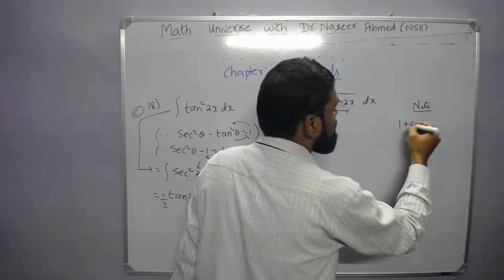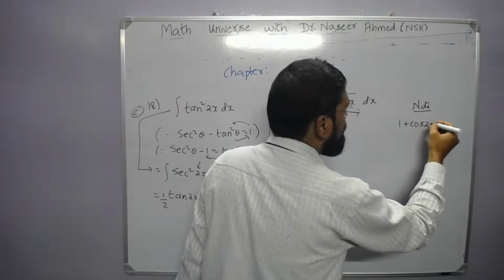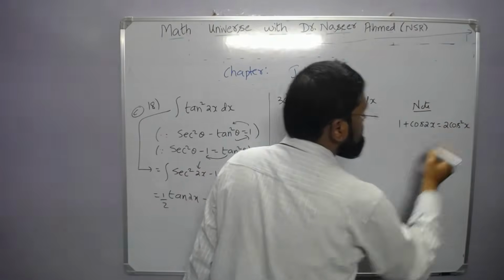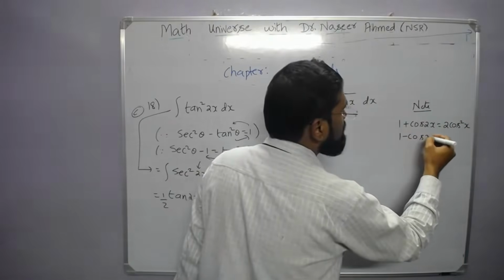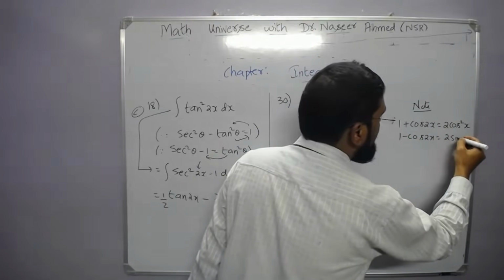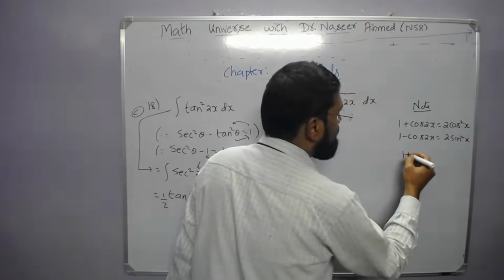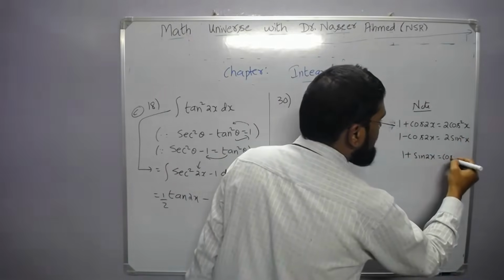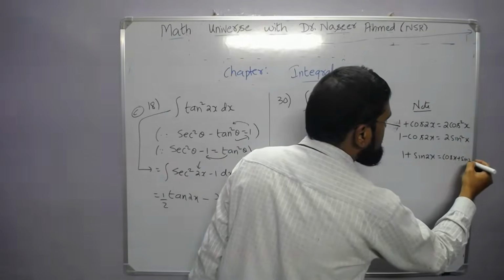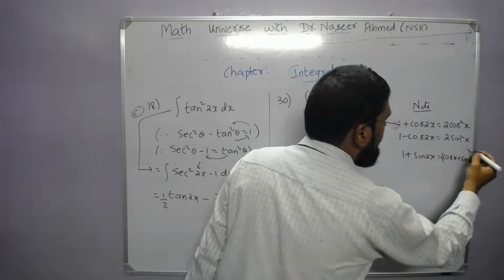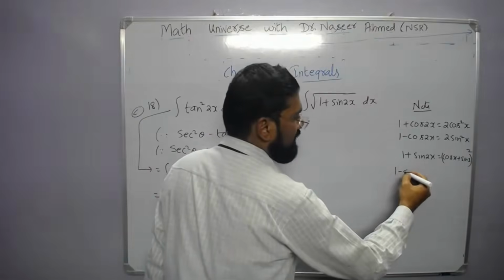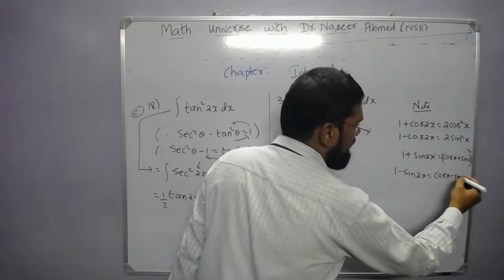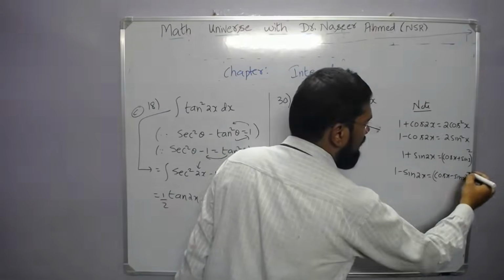What is 1 plus cos 2x? Or 2 theta, okay, 2x is 2 cos square x. What is 1 minus cos 2x? It will be 2 sine square x. What is 1 plus sine 2x? It will be cos x plus sine x, the whole square. Similarly, what is 1 minus sine 2x? It is cos x minus sine x, the whole square.